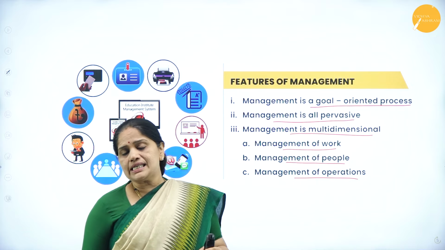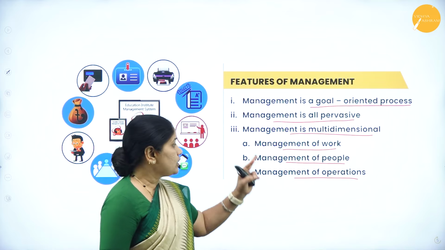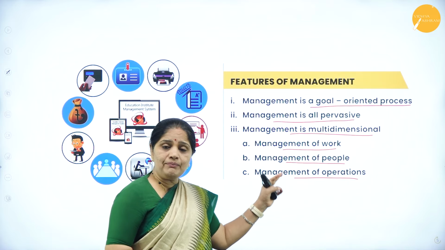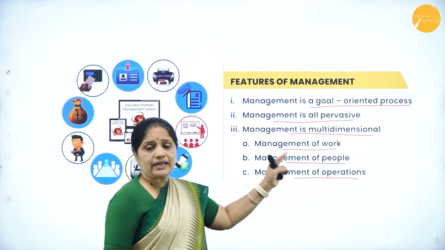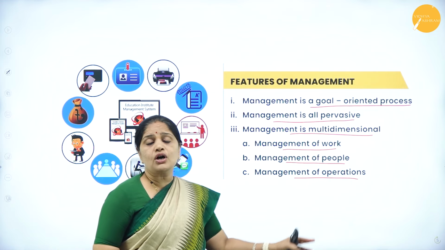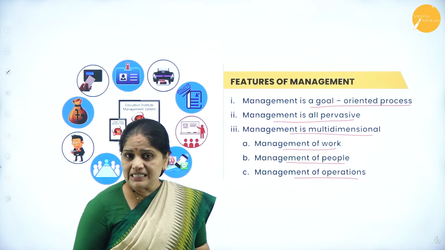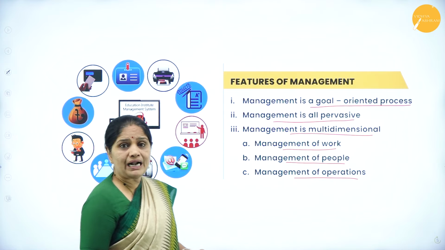That is why we say that management is multidimensional, because it involves management of work, management of people, and management of operations. So we will be managing what kind of work is to be done, who are the people who will be doing the job, and how the job is to be done. Everything will be decided in advance. That is why we say that management is multi-dimensional.